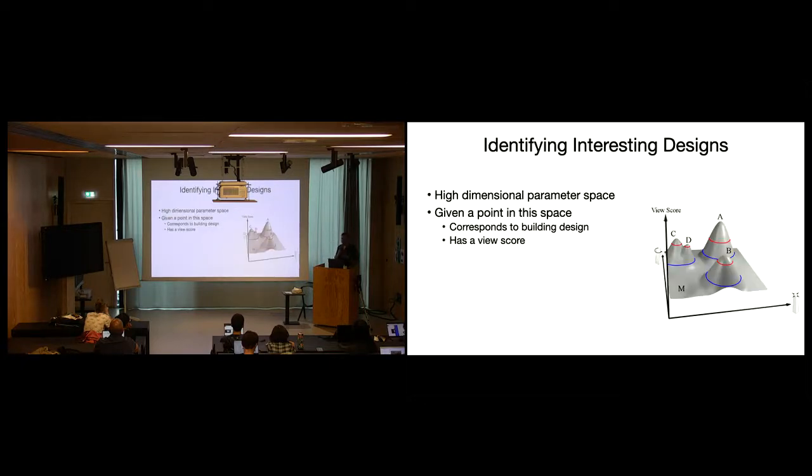In the next step, to identify interesting designs, we use some techniques to explore this high-dimensional parameter space. If you can imagine the parameter space for the buildings as this plane here, if you only had two parameters, shown as a horizontal plane, each point in this plane would correspond to a shape, and the view score would correspond to the height of this surface here.